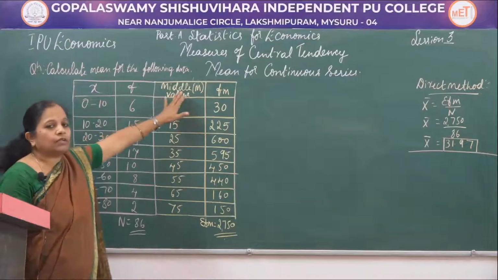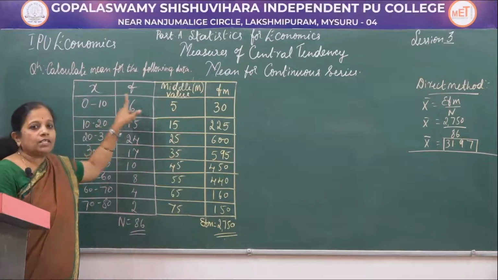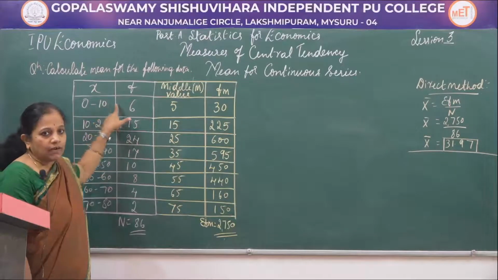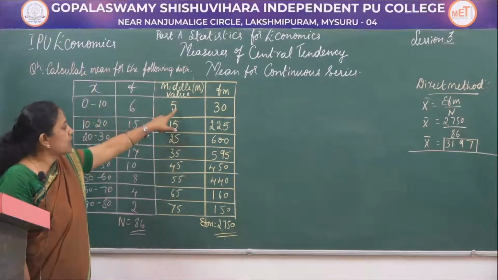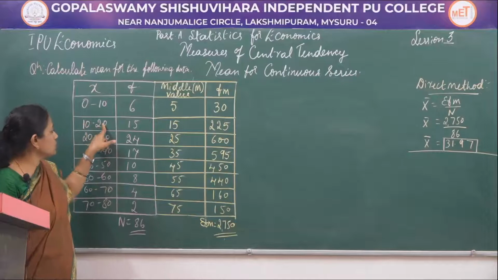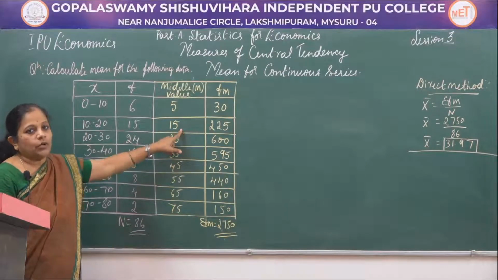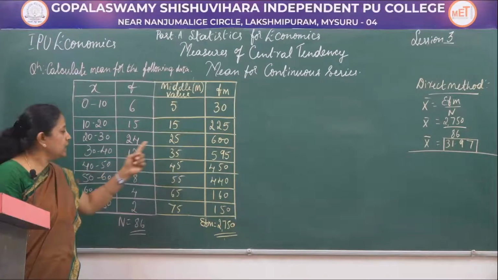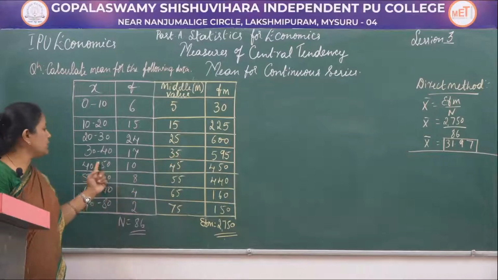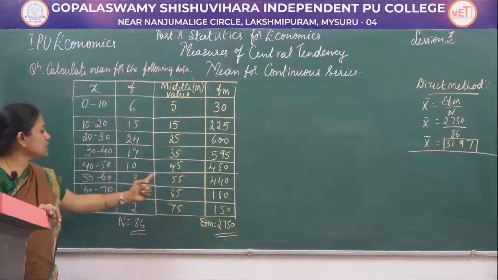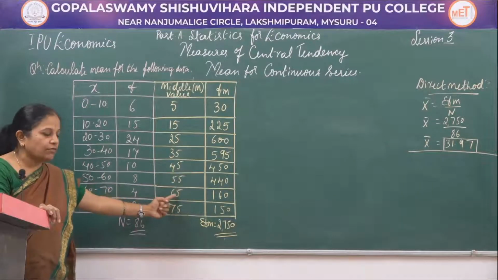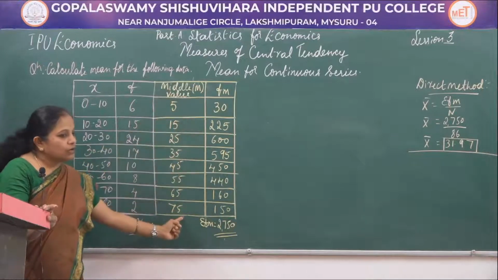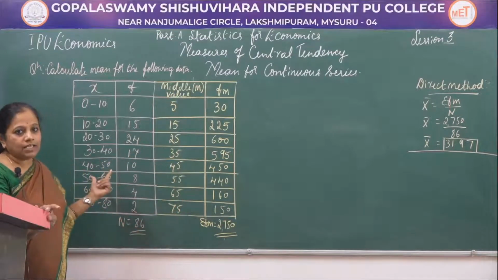The middle value of the class interval is the average of the two numbers. For 0 to 10, 0 plus 10 is 10, divided by 2, because we have two numbers, so the average is 5. For 10 to 20, the average is 15. You can take it as an average or the middle value. Then for 20 to 30 it is 25, 30 to 40 it is 35, 40 to 50 it is 45, 50 to 60 it is 55, 60 to 70 it is 65, and 70 to 80 it is 75. These are the middle values that we write after getting this problem.